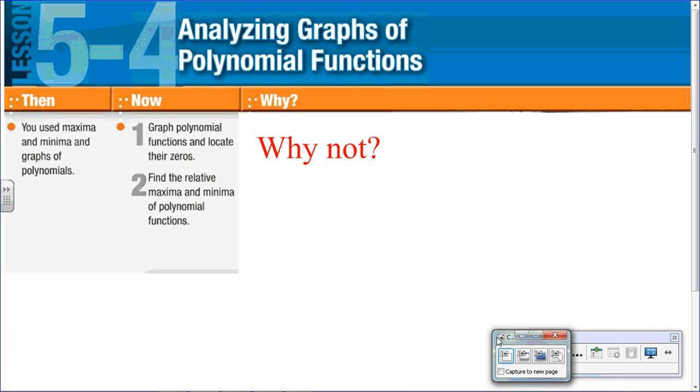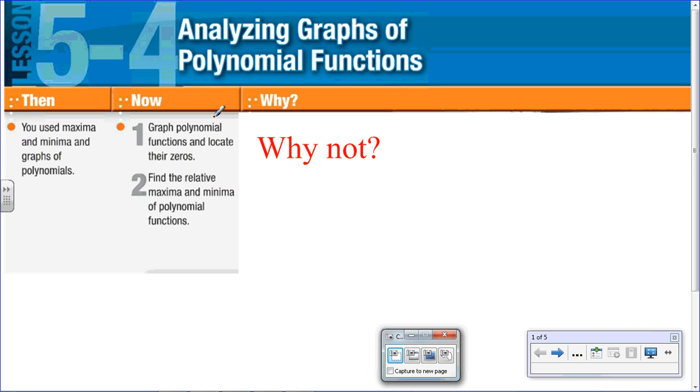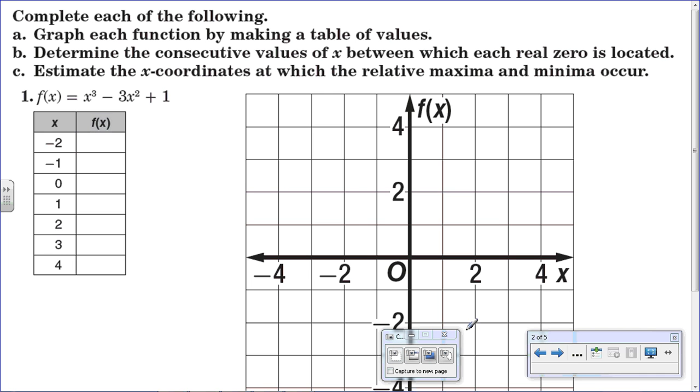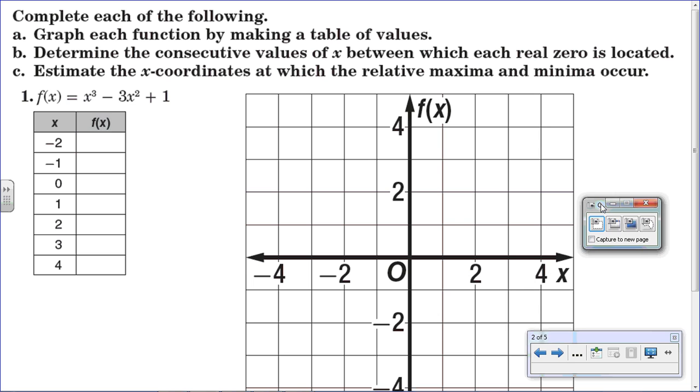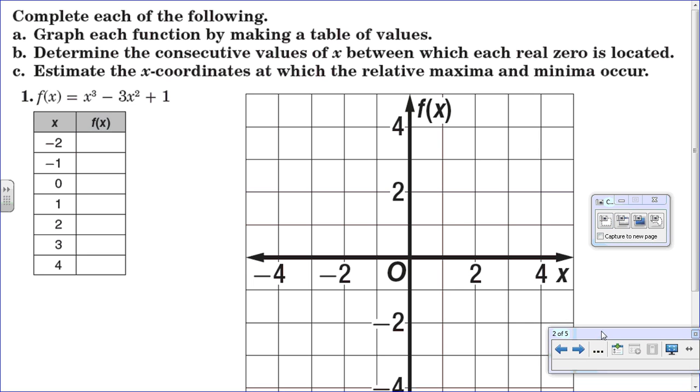Today, ladies and gentlemen, we are working on lesson 5.4, which is graphing polynomial functions. We're going to find out some more things about these graphs today. Let's take a look at the first problem on the worksheet. Graphing is a very simple process. We're just going to figure out what these numbers are right here.